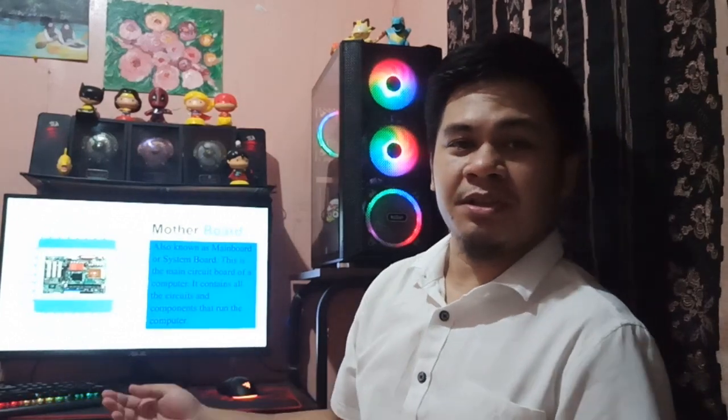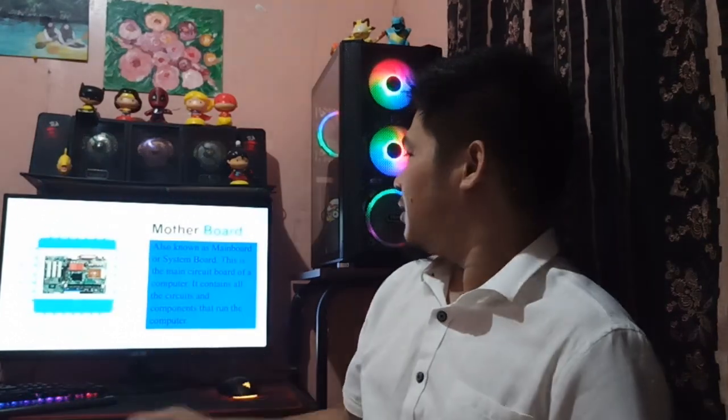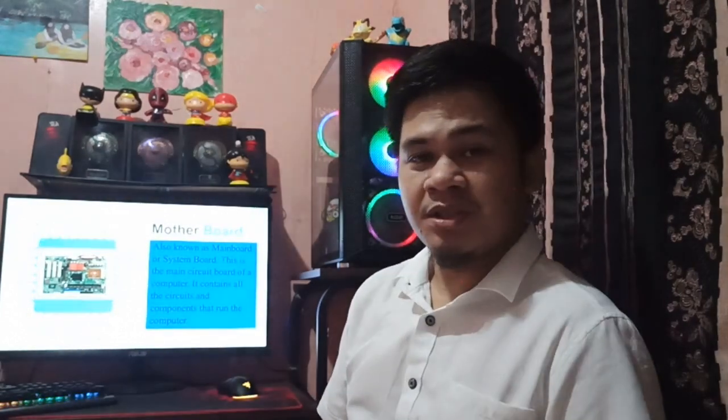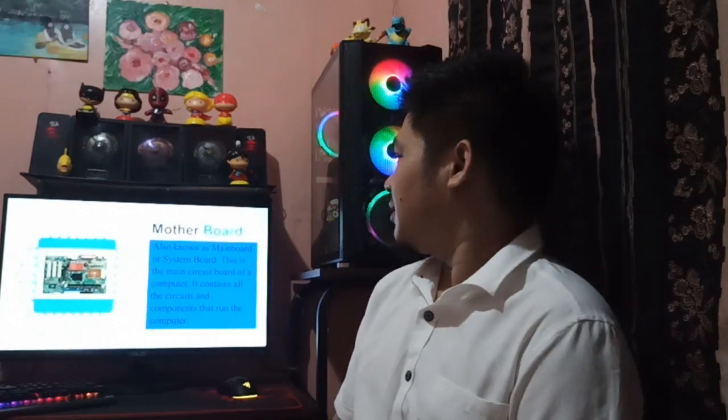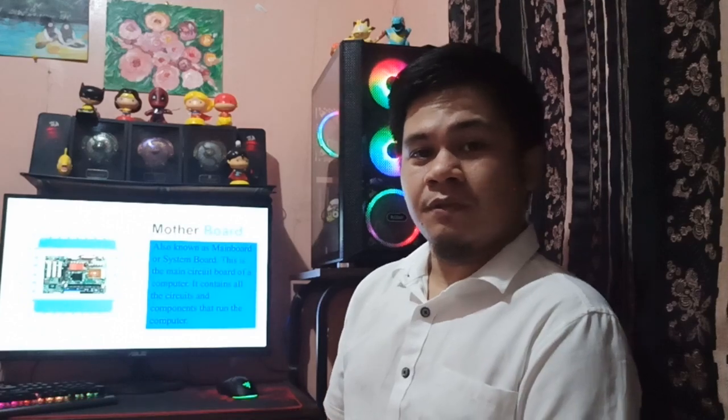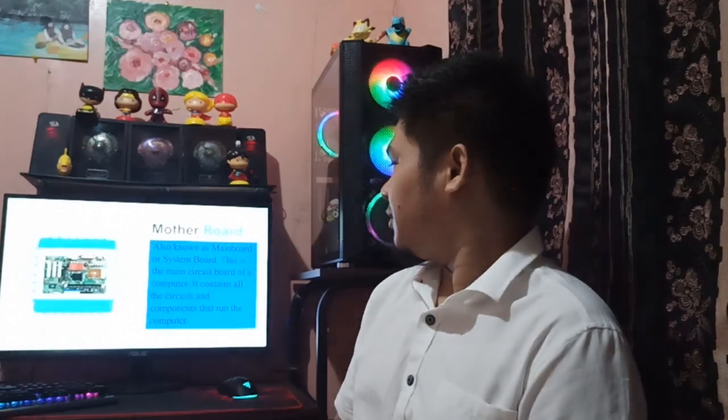Next, the motherboard. This is the motherboard, also known as a mainboard or a system board. This board contains all the circuits of the computer. It is where all the components are joined. It is easy to identify the motherboard because it is a big circuit board.